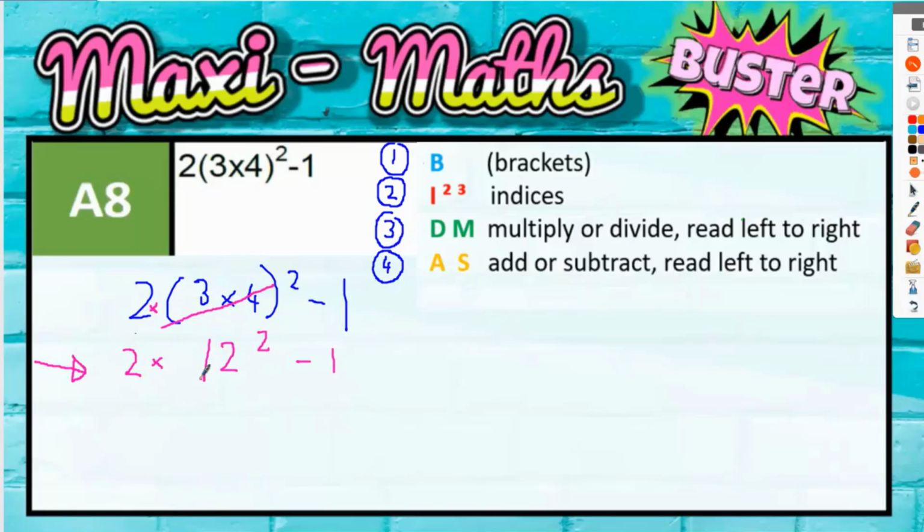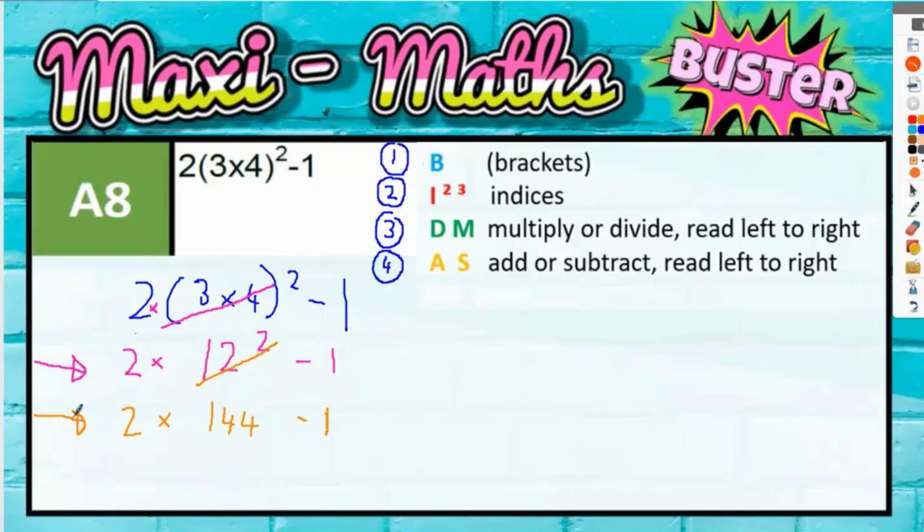So on this new simpler line, I've got a multiply, a squared, and a subtract. So highest on my list is my squared, I for indices. So I now need to do my squared first. So cross out the 12 squared. 12 squared is 144. Drop down everything I haven't done. So I haven't yet dealt with this 2 times, and I haven't yet dealt with this take away 1. So now we've got another new line.